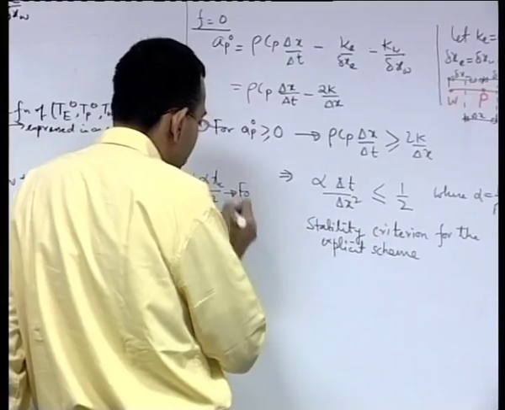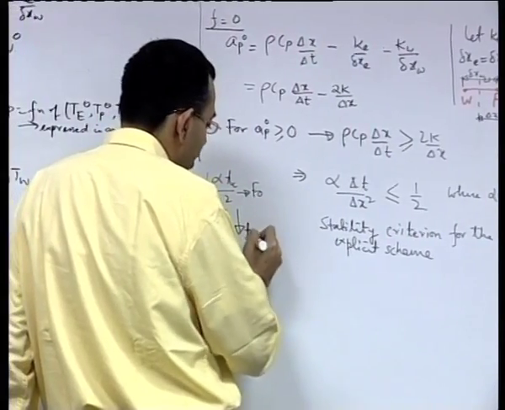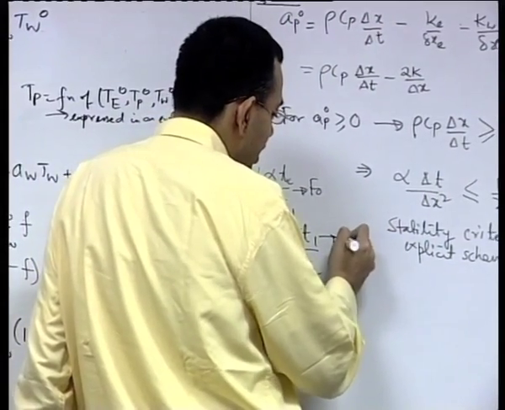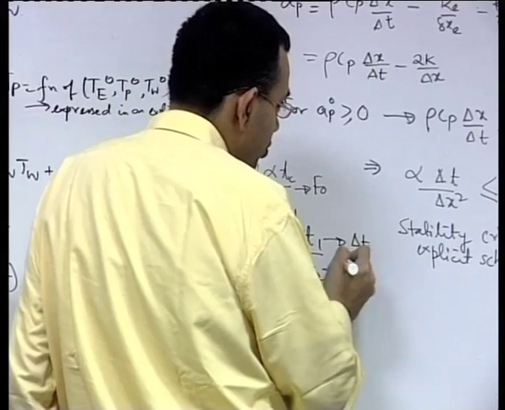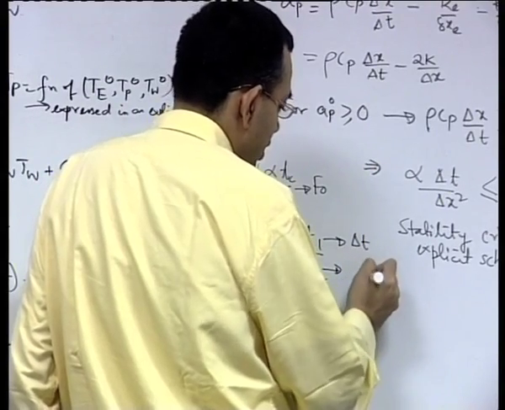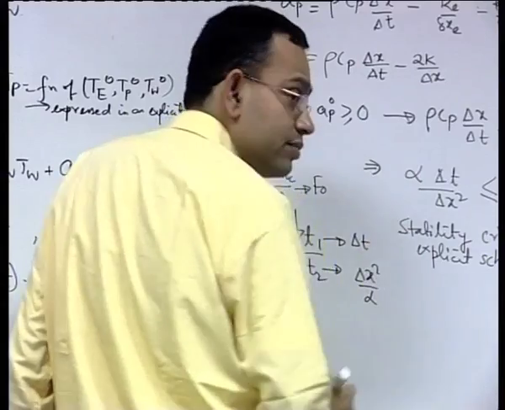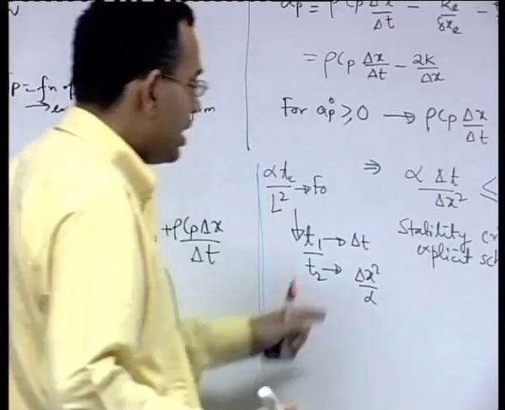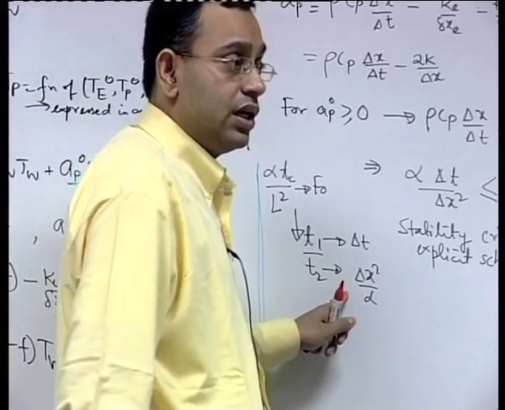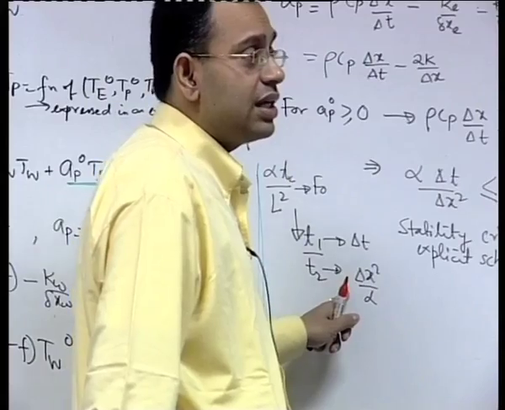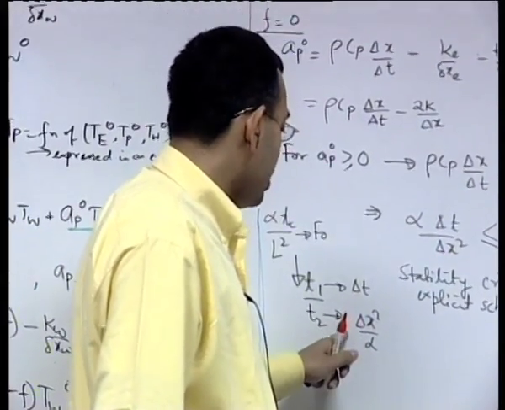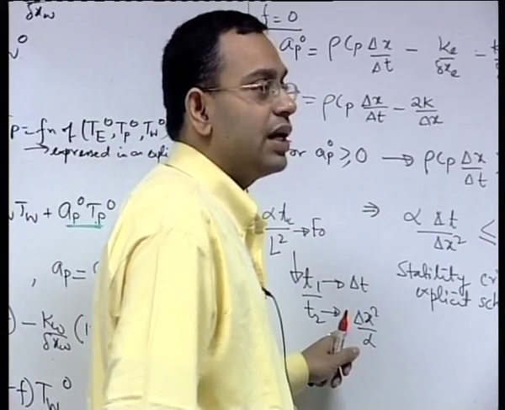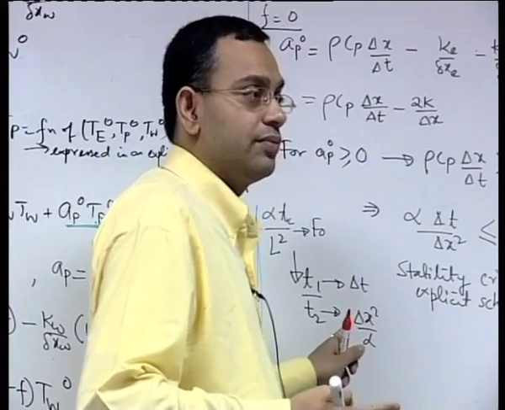this ratio is a ratio of two time scales, T1 and T2. What is T1? T1 is delta t, and what is T2? Delta x square by alpha. What is delta x square by alpha? It is the characteristic time over which a thermal disturbance propagates by thermal diffusion in a medium.